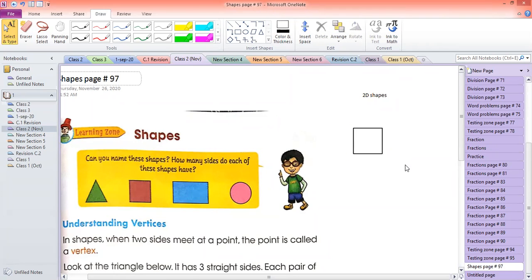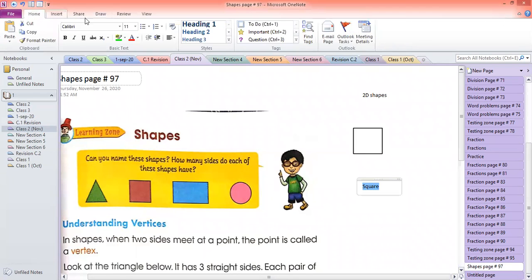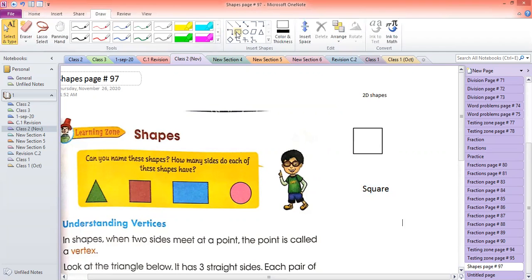Guys, this is a square. We call this shape a square. A square is a 2D shape which has all sides equal. And how many sides and how many edges are there, which we have to check. So in the square, how many sides are there, I will check with the help of this.